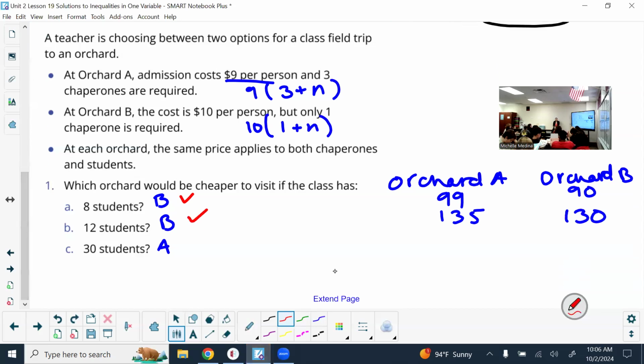Now, same thing again, except now we have 30 students. So table 4, when I have 30 students at Orchard A, how many people is that total? 33. So I have to pay $9 for each of the 33 people. So class, 9 times 33 is 297. Now table 5, what will I be multiplying the 10 by? How many people, how many tickets do I need to buy? How many tickets will it have? 31, because they require the 1 chaperone. Class, 31 times 10 is.